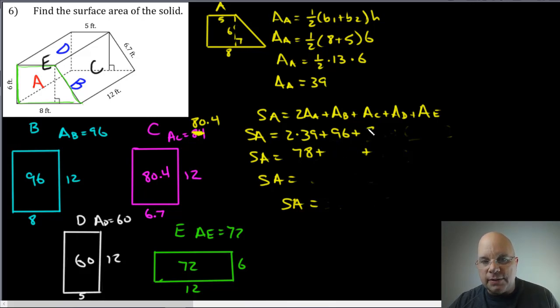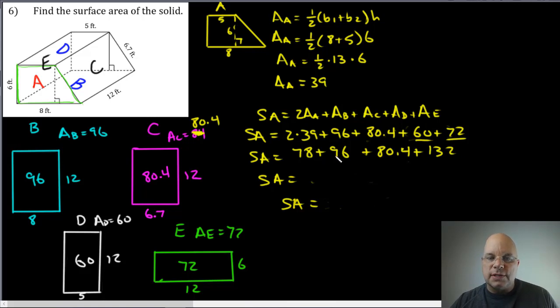This should have been 80.4 plus 60 plus 72. So this is 78 plus 96 plus 80.4 plus, let's just add these, 132. 70 and 90 is 160. 8 and 6 is 14.